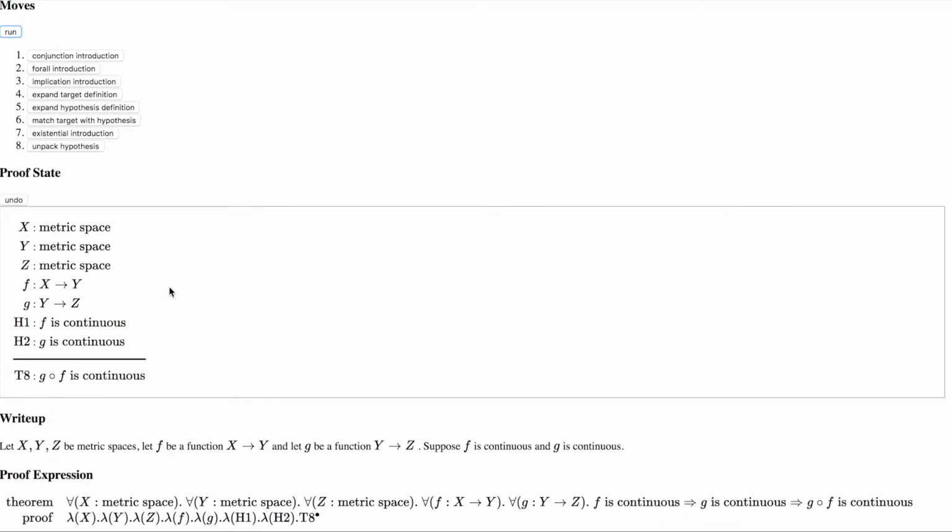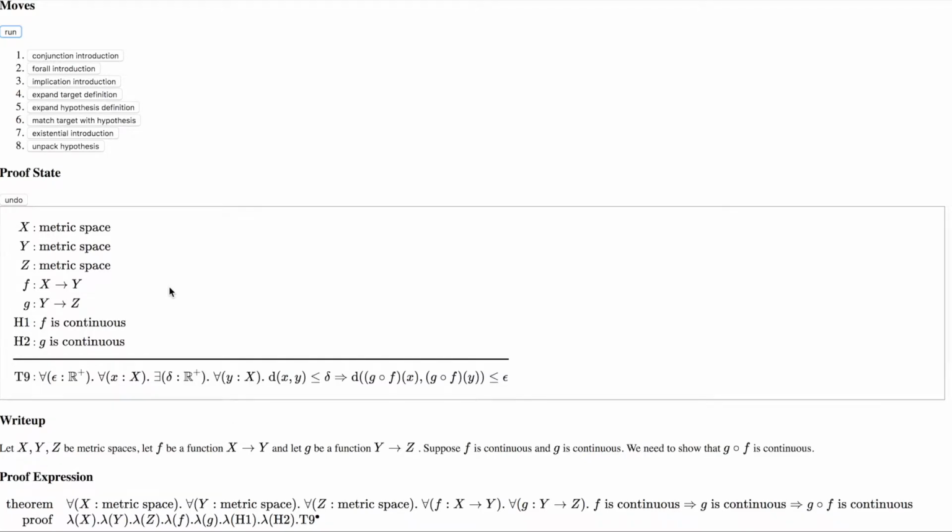So the next move is to expand out the definition. So for all epsilon greater than 0, and for all x in x, there exists a delta greater than 0, such that for all y in x, the distance between x and y is less than or equal to delta, implies that the distance between g of f of x and g of f of y is less than or equal to epsilon.